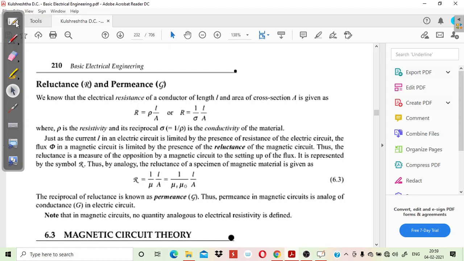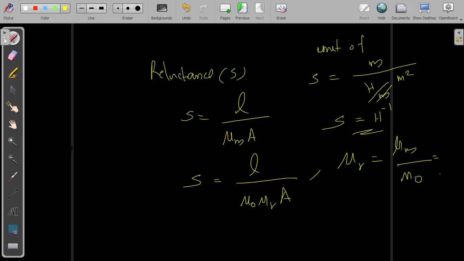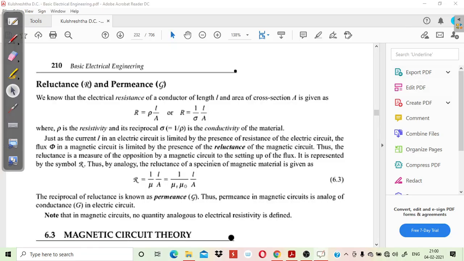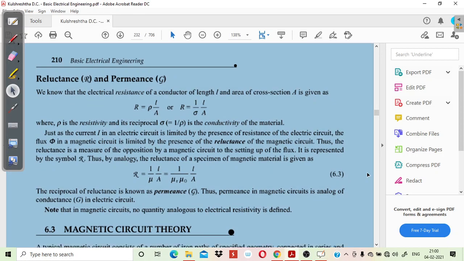Then we have the definition for permeance. Permeance, denoted by P, is nothing but the reciprocal of reluctance, like your resistance and your conductance. Conductance is equal to the reciprocal of resistance. So then you can define permeance also. There is nothing difficult in that.